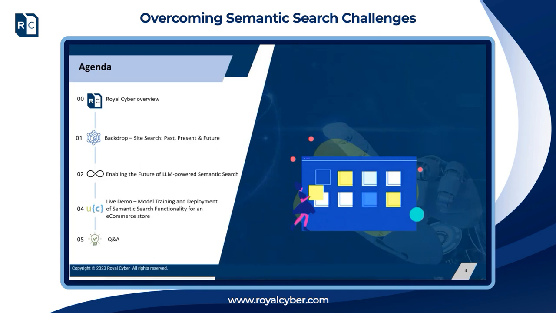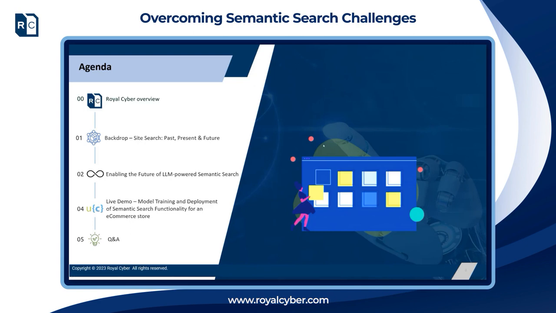We have designed a lean agenda for today. I'll begin with a quick introduction to Royal Cyber, followed by outlining a brief backdrop on the importance and relevance of on-site search and its relationship with key business metrics for an online e-commerce store. We'll then move on to discuss Royal Cyber's six-step solution to implementing semantic search for your e-commerce store. I will then set things up for Lohit to walk us through a live demo where he'll be using a publicly available e-commerce dataset and walking us through our six-step process as we explained before, and then we'll open up the floor for questions and answers.